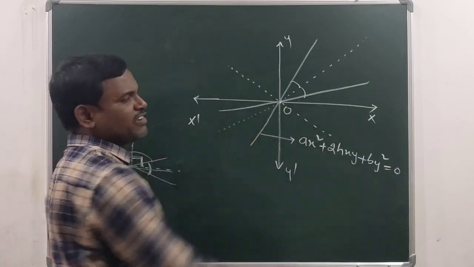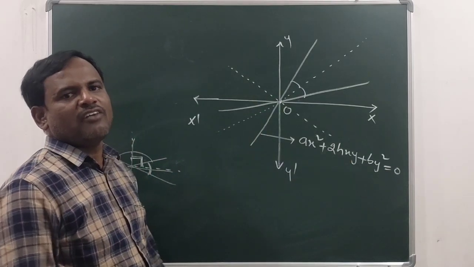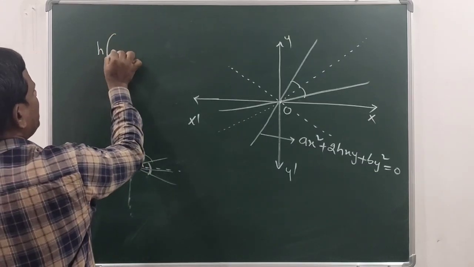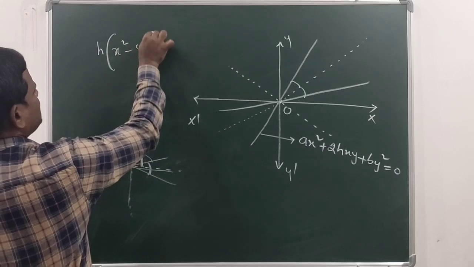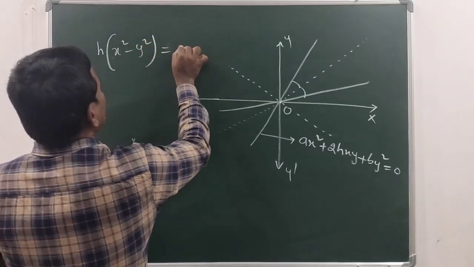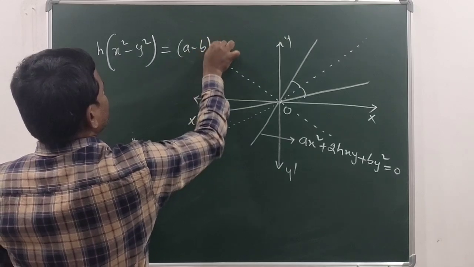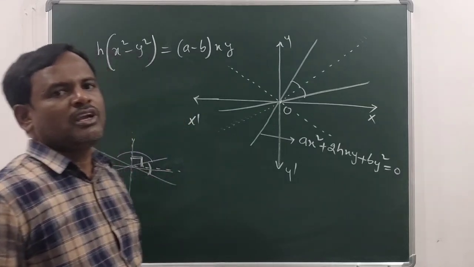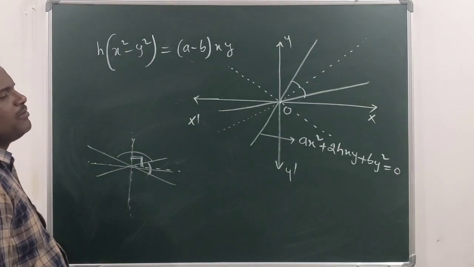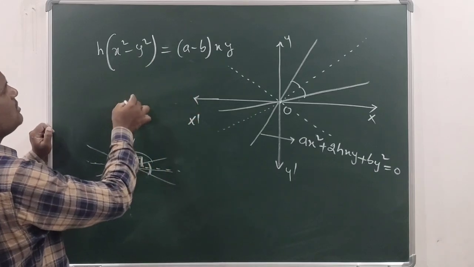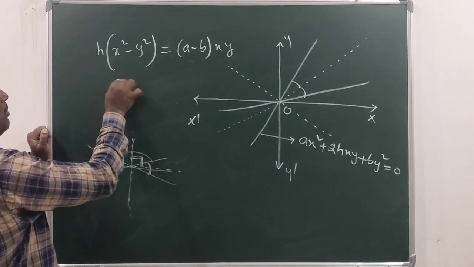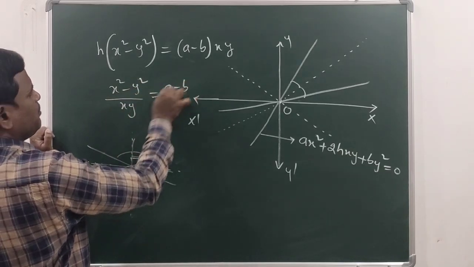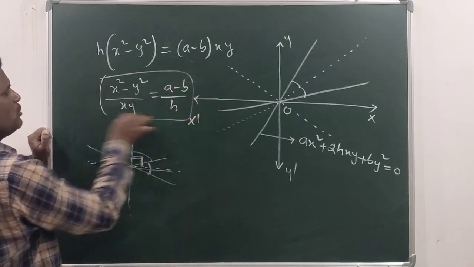I want the combined equation of this pair of angular bisectors. Which gives by this pair h into x square minus y square, which is equal to a minus b into xy, where a is not equal to b. Sorry, a is equal to b also, but here x square minus y square by xy is equal to a minus b by h. h should not be equal to 0.